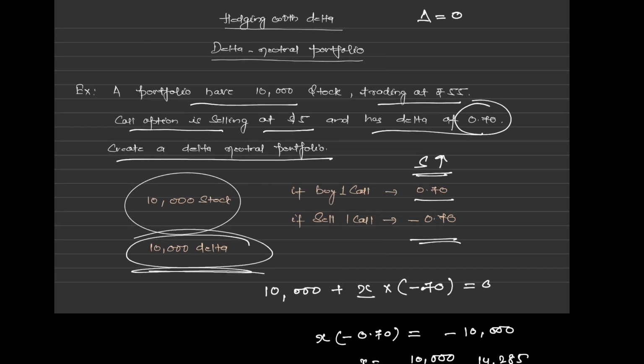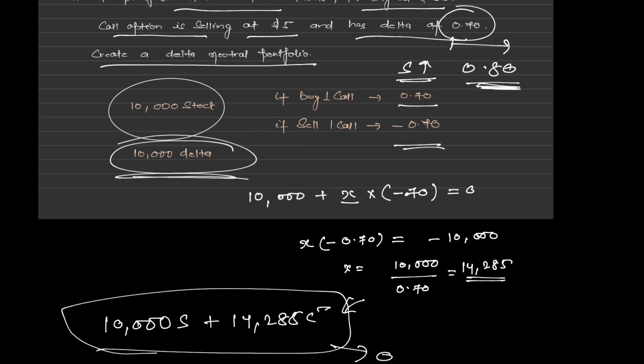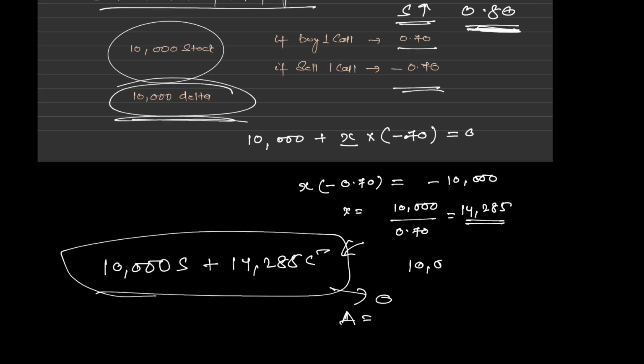If the stock price is increasing, now tell me what will happen to the delta. This delta will increase to 0.80. If the delta increases to 0.80, do you want more calls sold or fewer calls sold? Because now the number of calls required is 10,000 divided by 0.80. So basically you need fewer calls sold. So now you only need 12,500 calls sold.